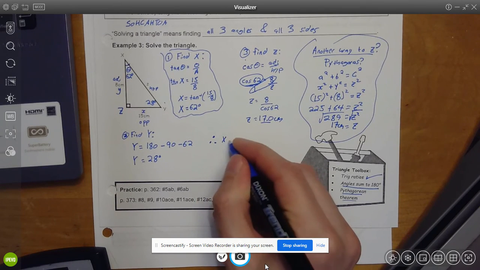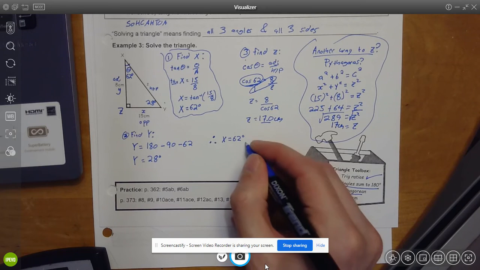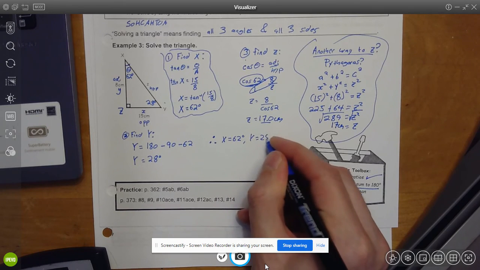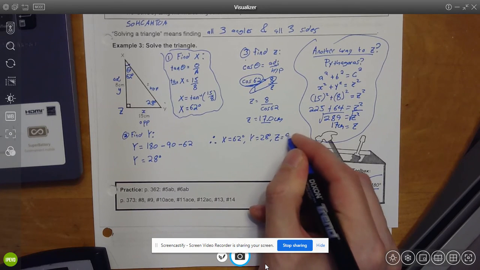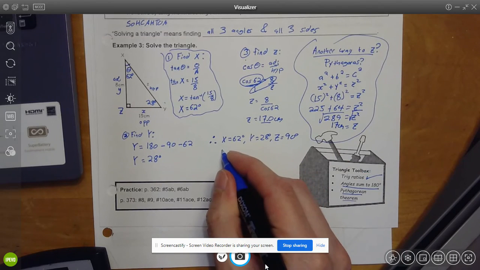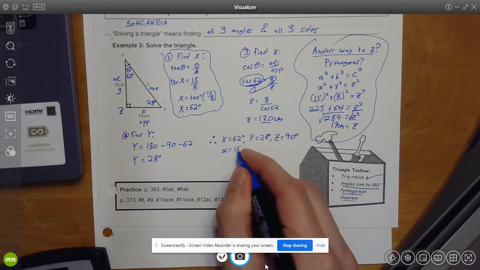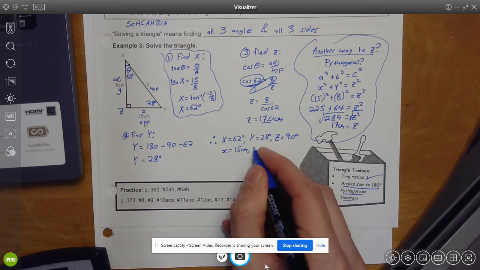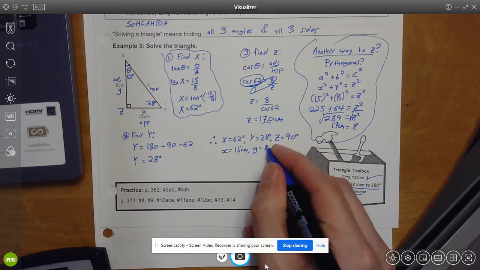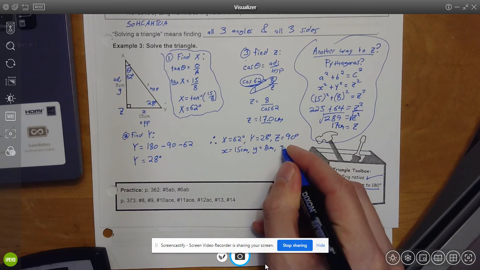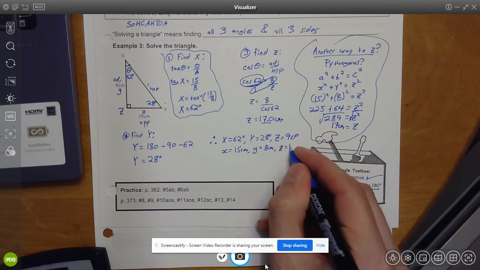So I now know that angle x is 62 degrees, angle y is 28 degrees, angle z, of course, is the right angle, so it's 90. And I also know my three side lengths, so they're lowercase. x was 15 centimeters, lowercase y was 8 centimeters, and then we finally learned that z was 17 centimeters.